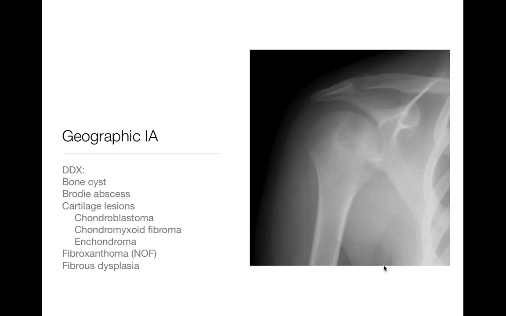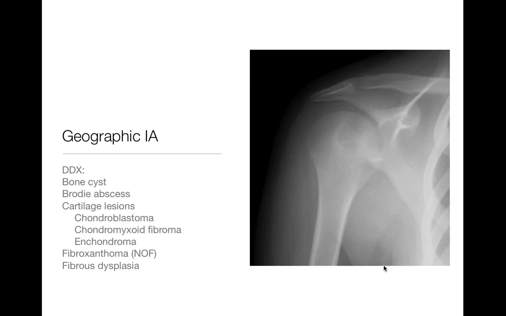So the differential diagnosis for a geographic 1A lytic lesion is going to be a bone cyst, a unicameral bone cyst, solitary bone cyst, same thing, a Brodie's abscess, cartilaginous lesions such as a chondroblastoma, chondromyxoid fibroma, and enchondromas, again all benign cartilaginous lesions, non-ossifying fibroma or fibroxanthoma, whichever you'd like to call it, and fibrous dysplasia. Fibrous dysplasia is going to be on all kinds of different lists because fibrous dysplasia, like infection, can look like a lot of different things.